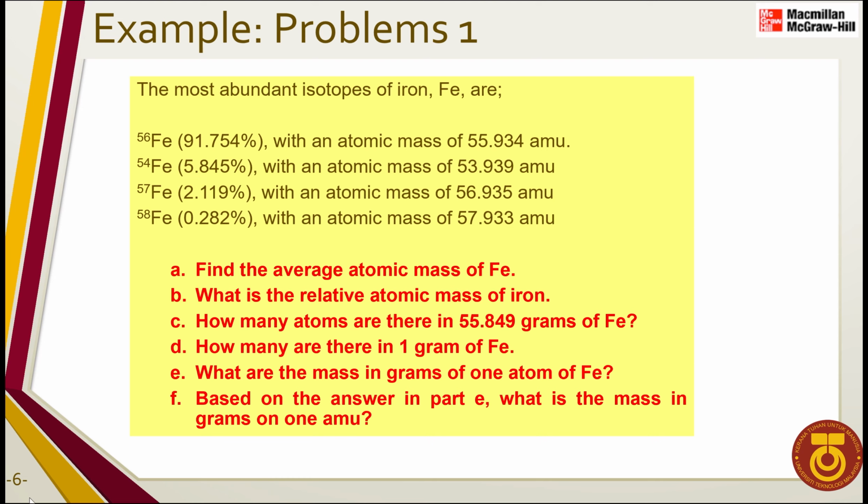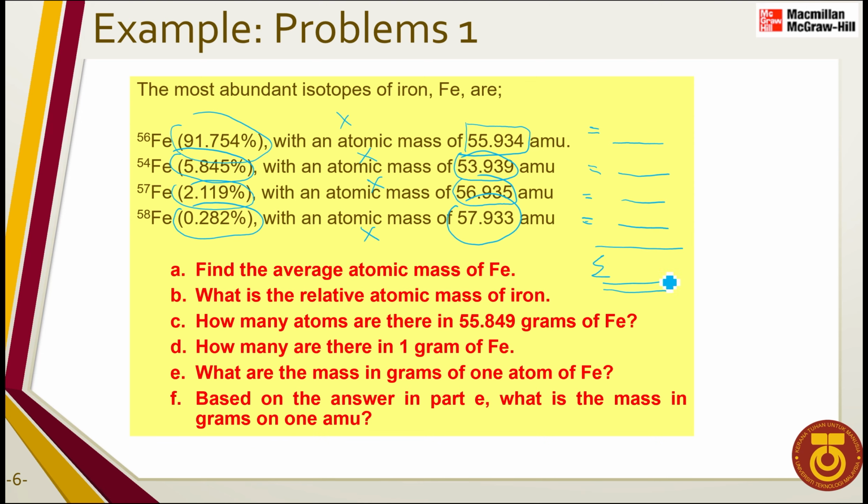So maybe I can sketch here in the slide. The existence of those isotopes, you should multiply with the atomic mass of each isotope, and then you get the answer, right? So you repeat this all together. Okay, you repeat this for all the isotopes, and you take the summation value here. Okay, so let's do this.